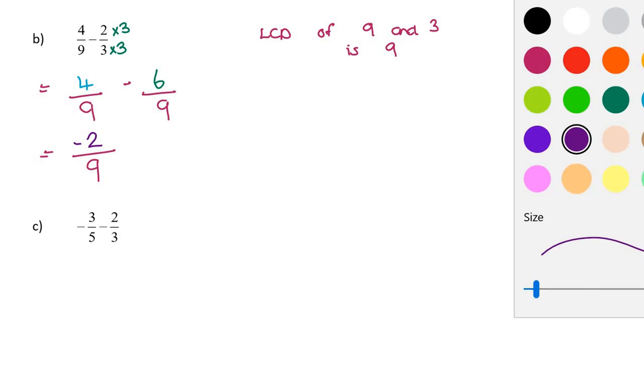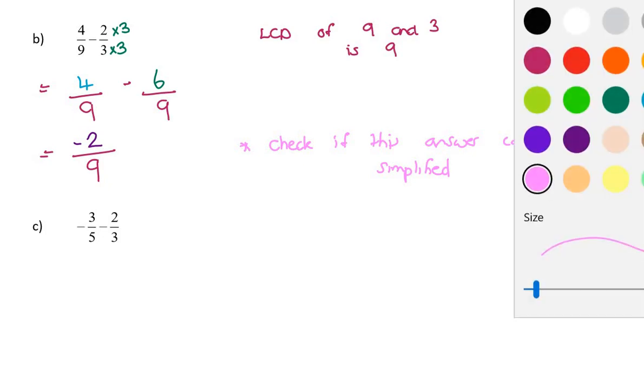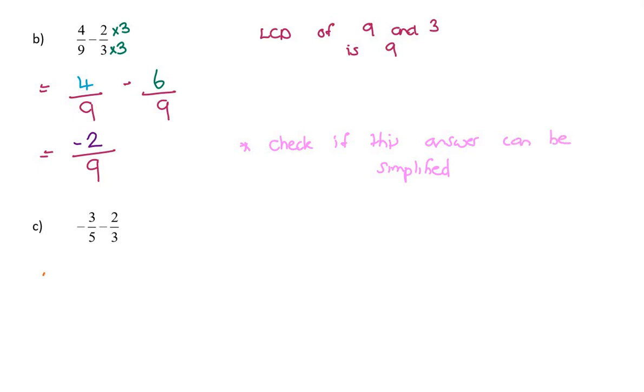Now, something I didn't say in the previous question, but I should always check if this answer can be simplified. So I should say to myself, does anything go into 2 and into 9? Now, 2 only has factors of 2 and 1, and 9 isn't even. So 2 doesn't go into 9, and so it is in the simplest form. Also, you can put this in your calculator, and your calculator can check for you. But always check if that answer can be simplified. Okay, on to the next one.